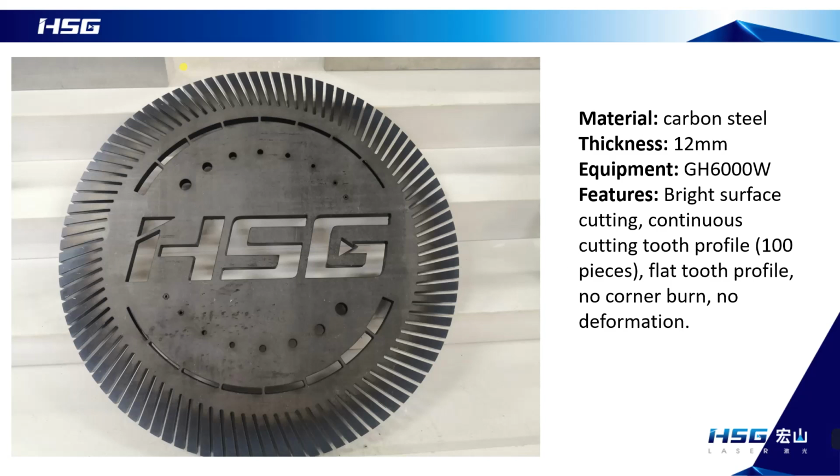This is a 12 millimeter carbon steel plate cut by GH 6000 watt. It also shows bright surface cutting, continuous cutting, 100 tooth. They are clean, no burning, no deformation. This needs the stability of the equipment, as well as the stability of the laser source.